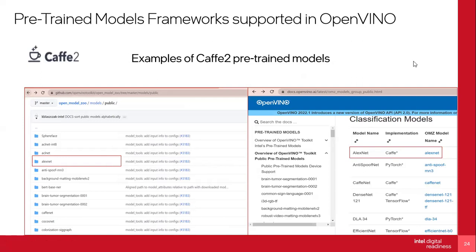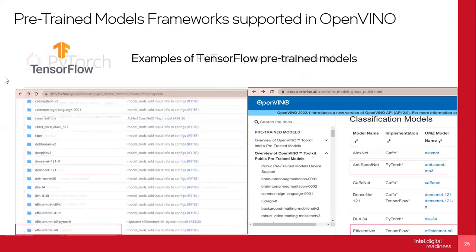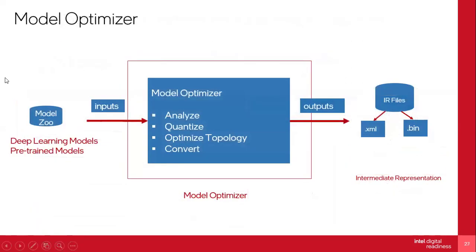So the predefined model frameworks supported in OpenVINO: Caffe. The first one is TensorFlow, right?